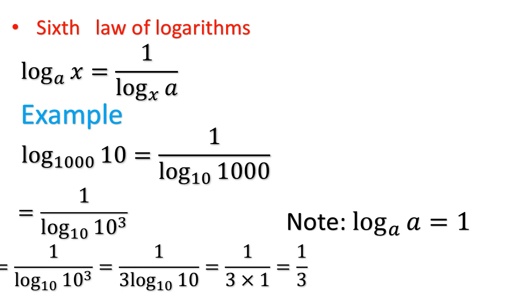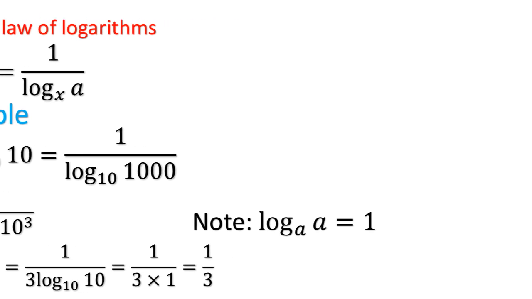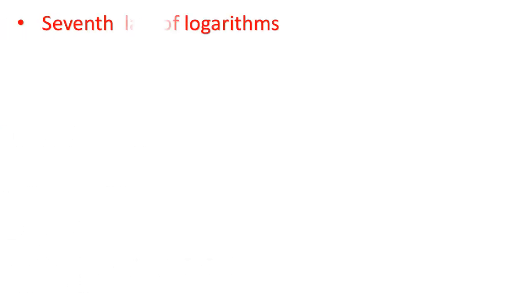That's why you have 1 over 3 times 1. It's just equal to 1 over 3. You got 3 times 1 is what? 3. It is very simple. Just remember the laws. Okay, it will help you a lot to simplify logarithmic problems. Okay, so now let's take our next law. All right, so seventh law of logarithms.